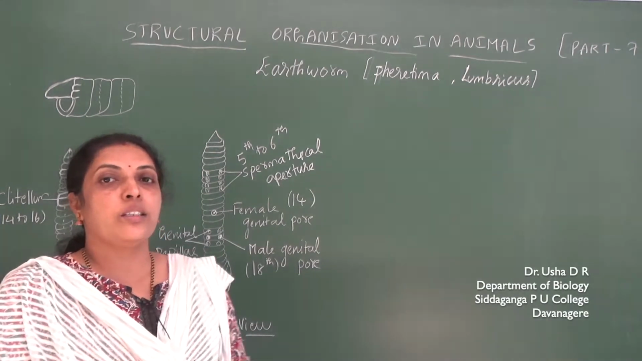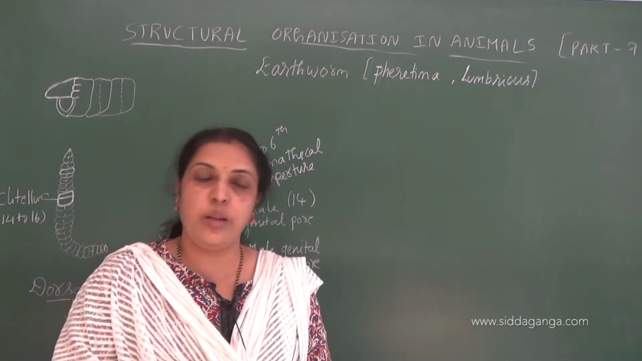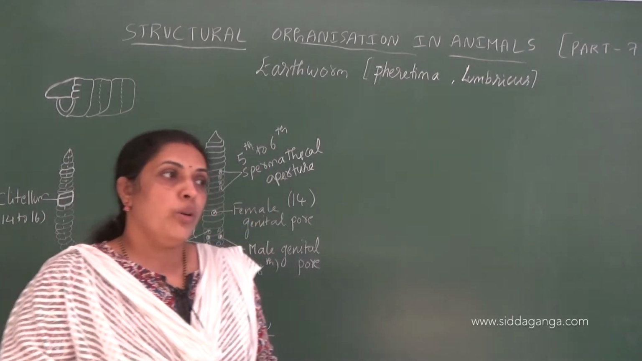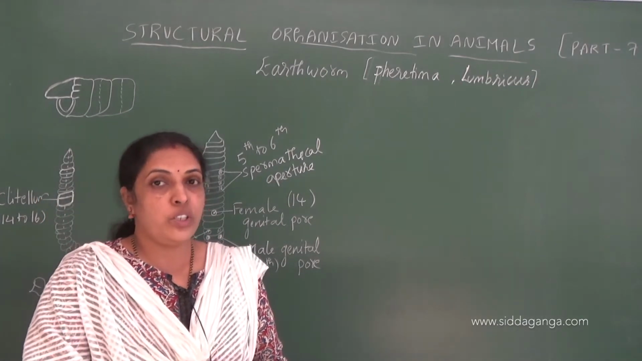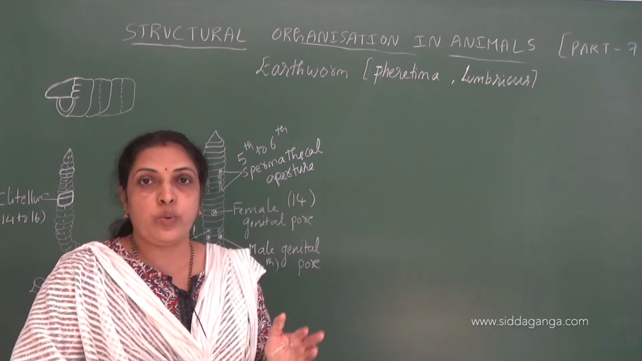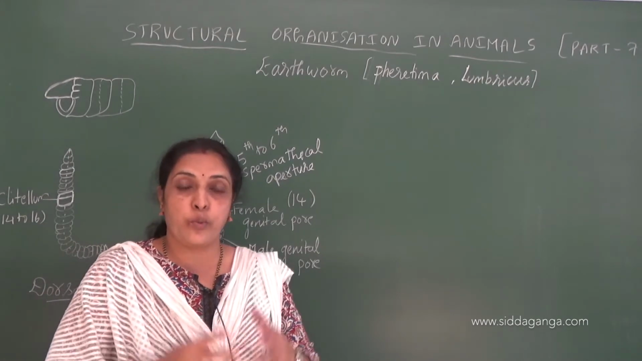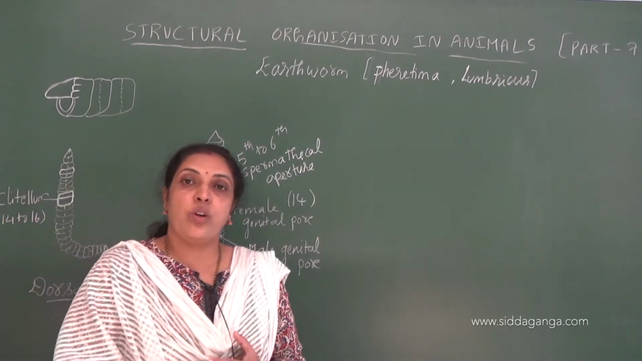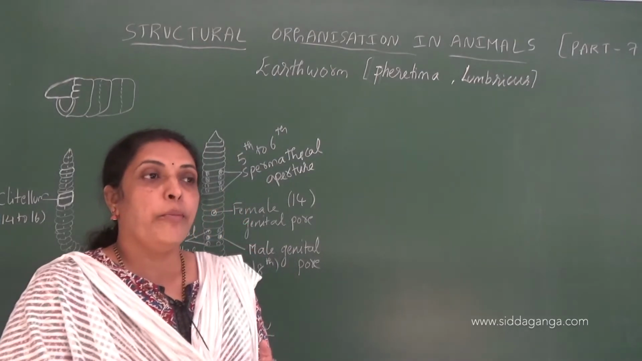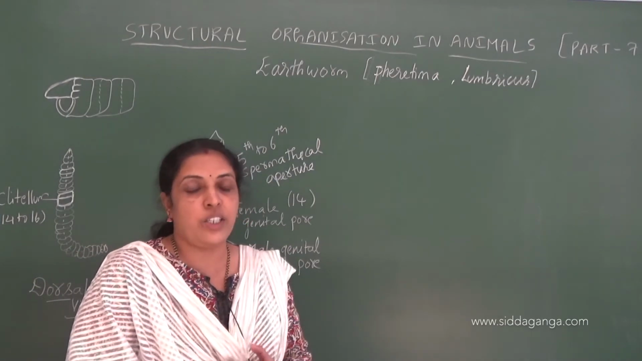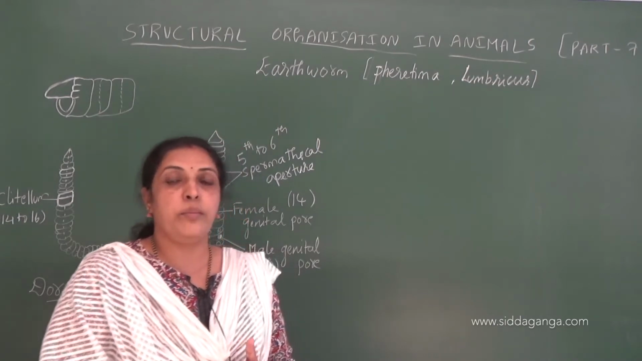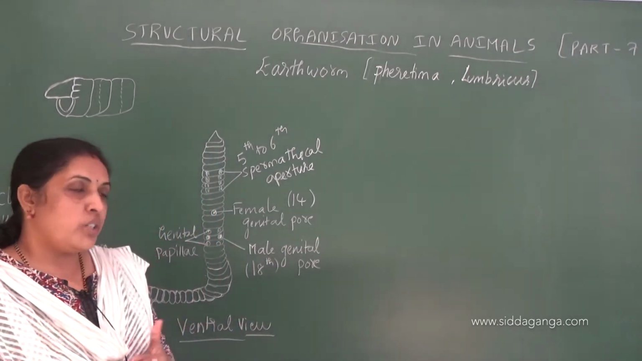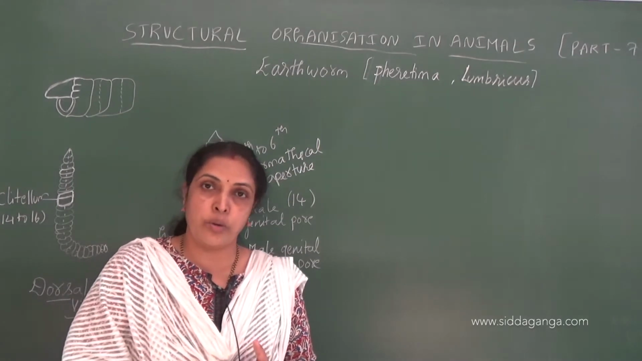Namaste children, let us continue with the topic structural organization in animals. In our last class we studied about cockroach. So we know the difference between morphology and anatomy. Morphology means we study the external features of an organism, what we see without dissecting a body. When we dissect an organism, when we cut and study internal organs of an organism, it is called anatomy. So in this class we will discuss about earthworm, external, that is morphology, and also anatomy of earthworm.